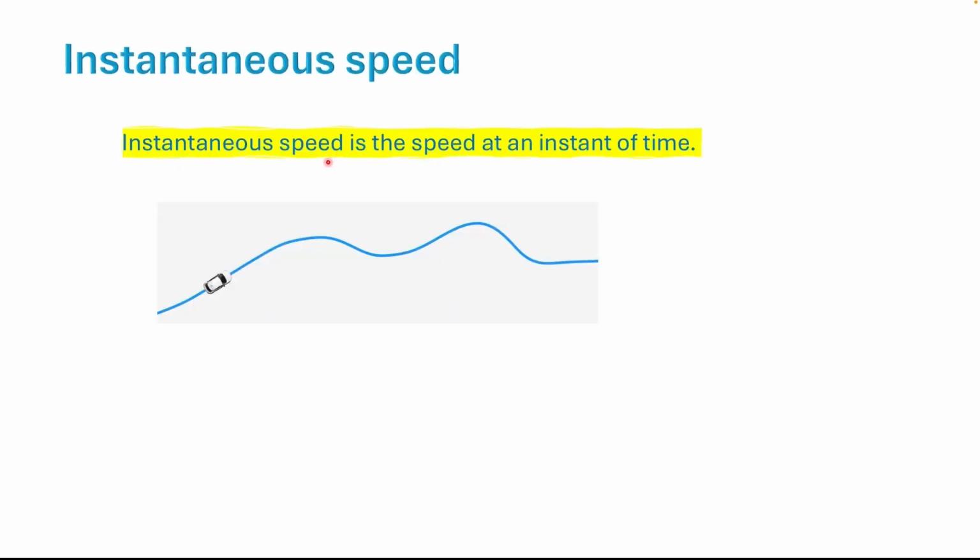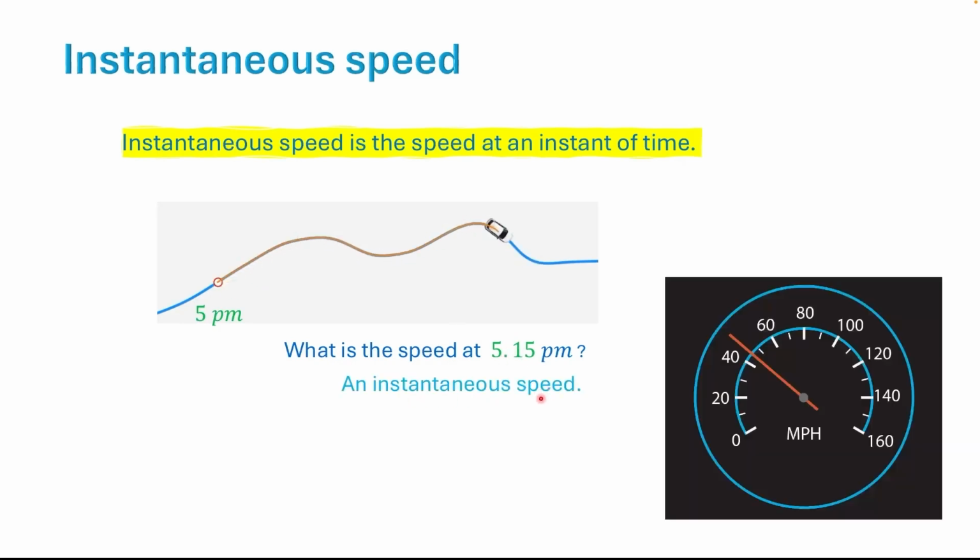We call some speed instantaneous speed, and some average speed. Next, we will look at what is instantaneous speed, and what is average speed. Instantaneous speed of an object is the speed of the object at an instant of time. That is the speed at one time. As an example, I assume this car starts at 5 p.m. What is the speed of the car at 5:15 p.m.? 5:15 is an instant of time, so the speed at this time is an instantaneous speed. When you look at the odometer of a moving car, what you see is the speed at that instant of time. So, the speed shown by an odometer is an instantaneous speed.